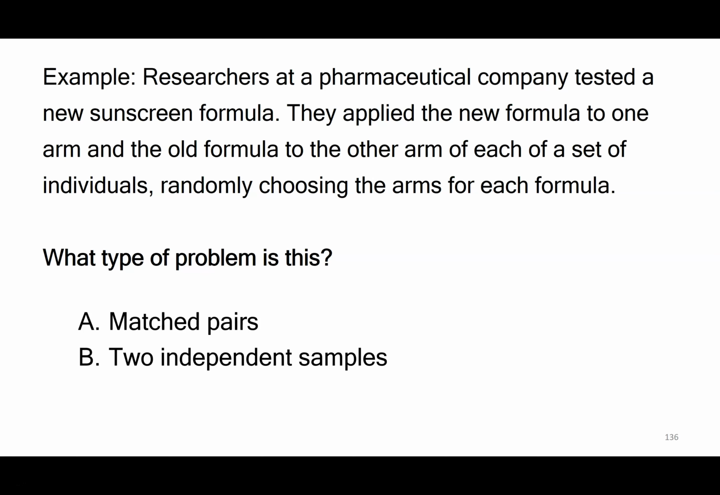So in this scenario, we're dealing with 2 arms on the same individuals. It's going to be matched pairs. If I have Formula 1 and Formula 2, how my right arm reacts is related to how my left arm reacts. So it's going to be matched pairs. My left arm is matched exactly to my right arm. It's not matched to somebody else's right arm. That kind of idea.